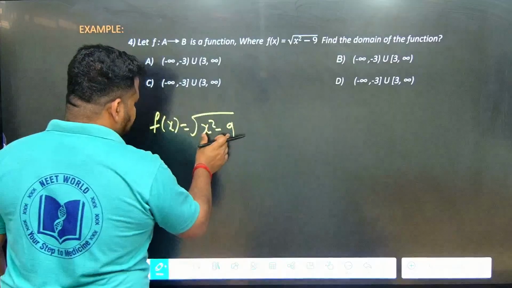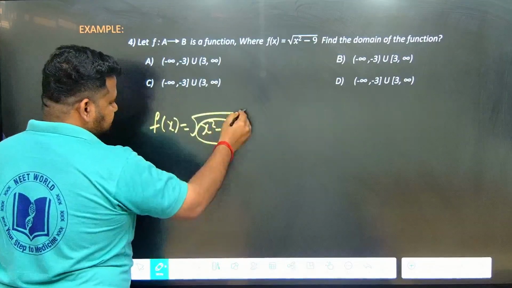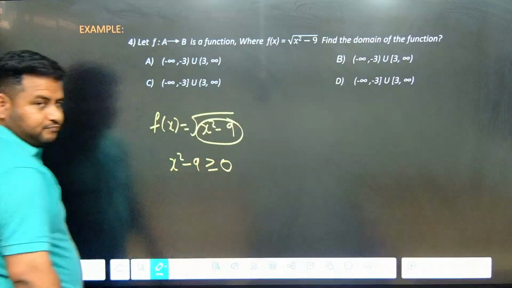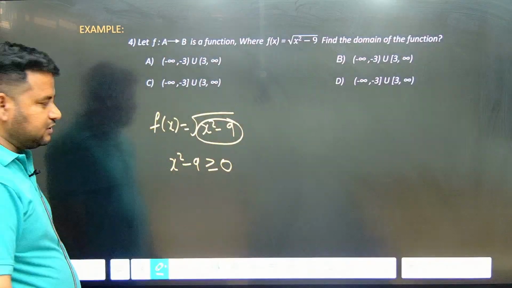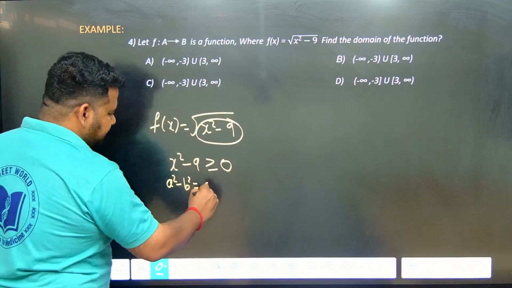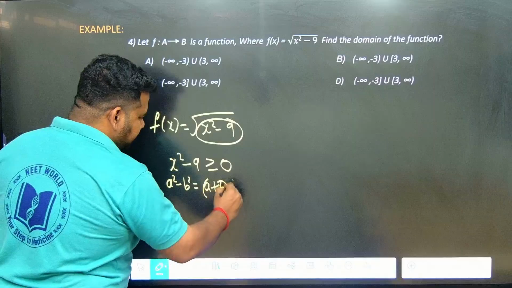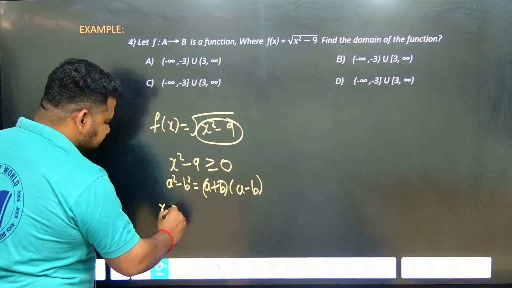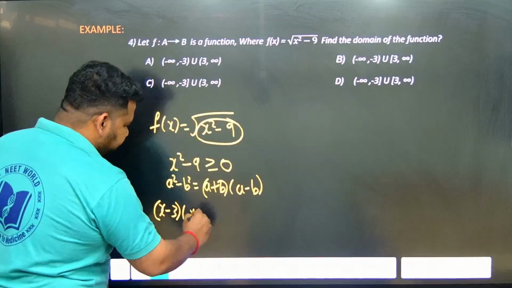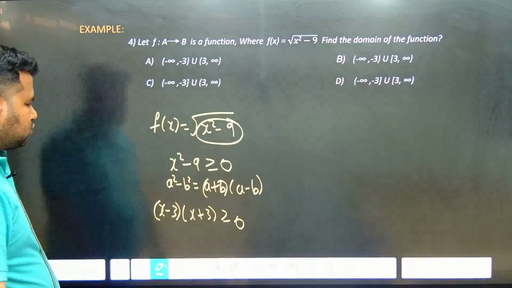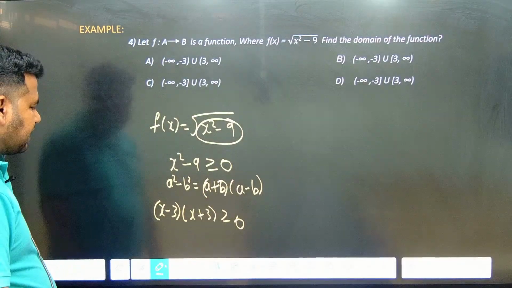This is the function f of x here. We are having x square minus 9 should be greater than or equal to 0. Which form is this, friends? A square minus b square, that is nothing but a plus b into a minus b. So this can be written as x minus 3 into x plus 3, and this is greater than or equal to 0.